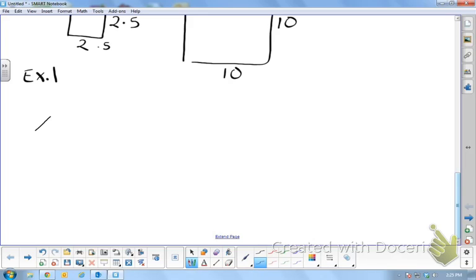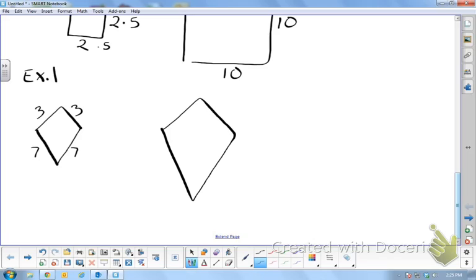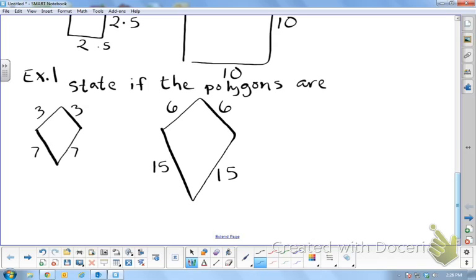So let's say we have a kite. These two sides are 3, these two sides are 7. And then we have a bigger kite. These two sides are 6. These two sides are 15. We want to see, are those shapes actually similar? Are they the exact same shape, or did one of them get changed a little bit? So our instructions are: state if the polygons are similar.